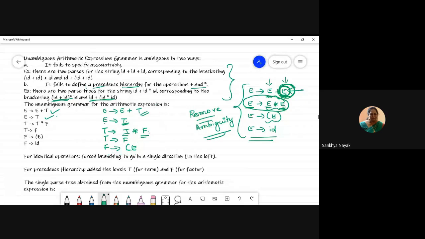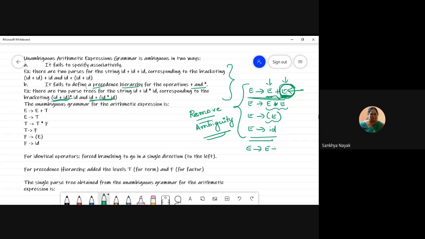I'll repeat again if you have forgotten, but I think you wrote it in the test yesterday, so you may not have forgotten. In the last class, I explained that to remove ambiguity, we have to remove right recursion, right? So this can be written as E derives E1, and we replace this E as E1, isn't it? The same thing we have done here. Only difference is instead of calling it E1, we have called it T.